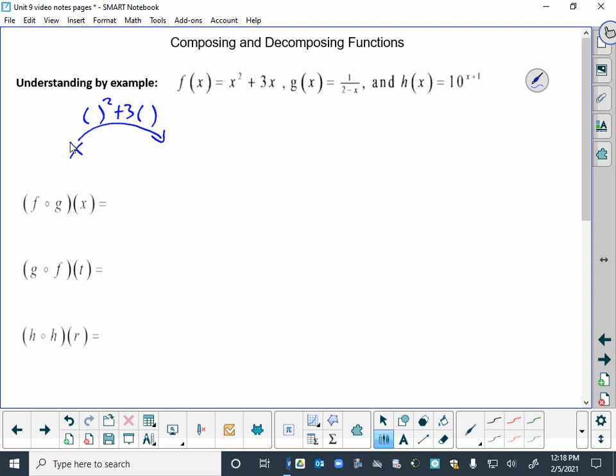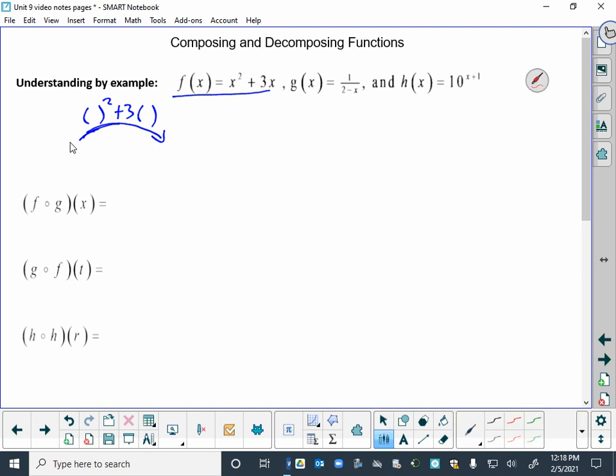So for the function f, which we'll do in blue, the arrow diagram just looks like that. We actually don't even need the x there to represent what that arrow diagram is. It just says that whatever comes in, you're going to square it. You're going to also multiply it by 3, and then you're going to add those two results together.